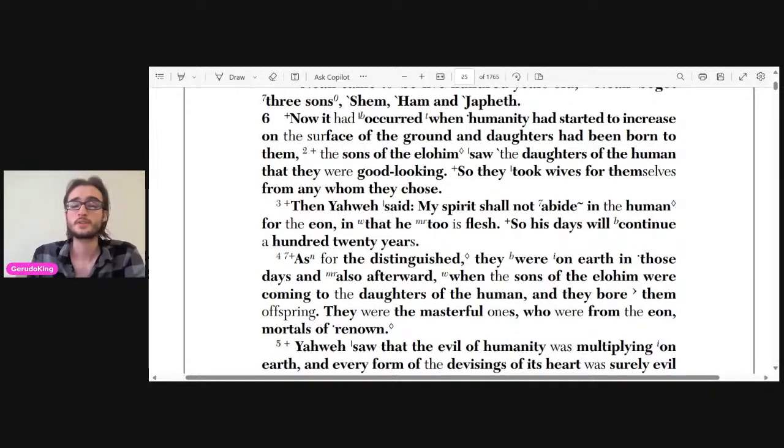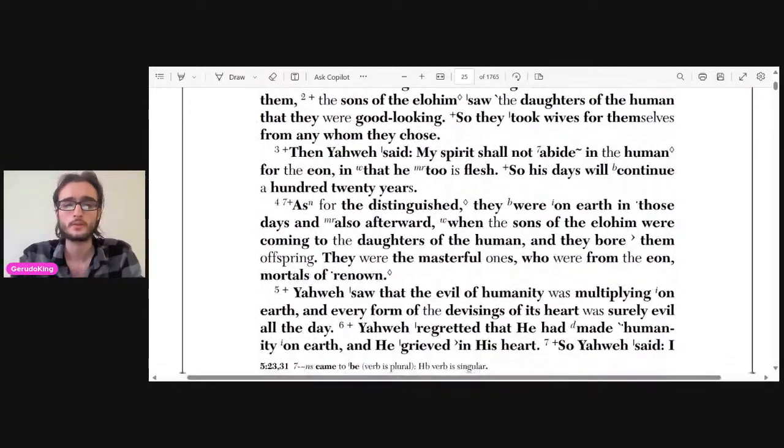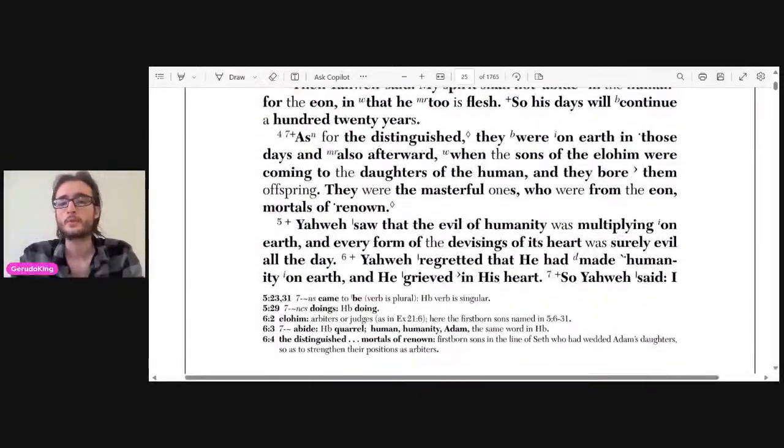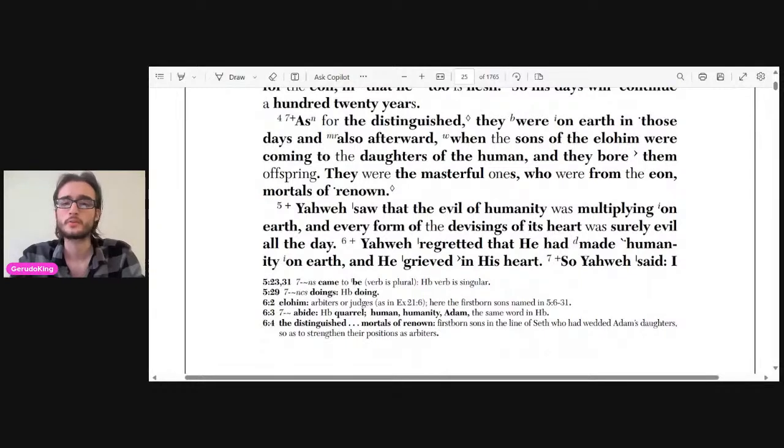Then Yahweh said, "My spirit shall not abide in the human for the eon, in that he too is flesh. So his days will continue 120 years. As for the distinguished, they were on earth in those days, and also afterward, when the sons of the Elohim were coming to the daughters of the human, and they bore them offspring. They were the masterful ones who were from the eon, mortals of renown."